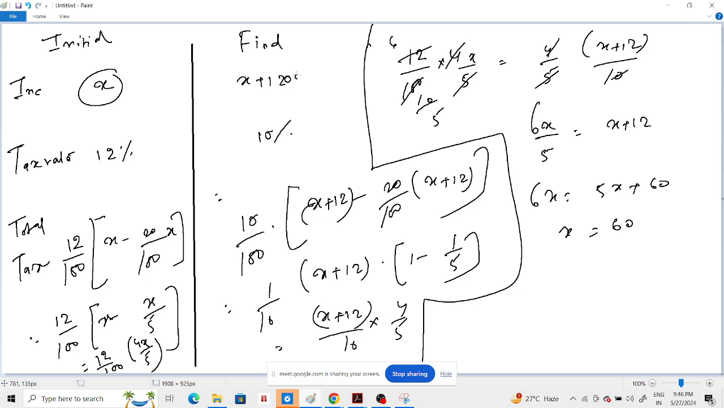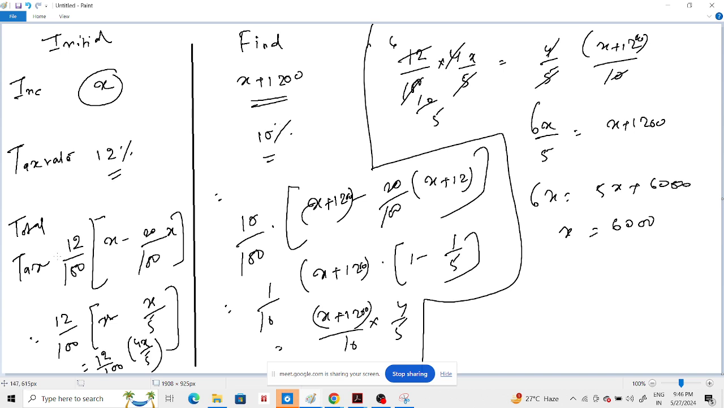Oh, sorry. Instead of 1200, I wrote 12. 6000. See, Shika, initial and final method. Okay, so initial income is X. Final income is X plus 1200, right? Initial tax rate is 12%. Final tax rate is 10%, right?